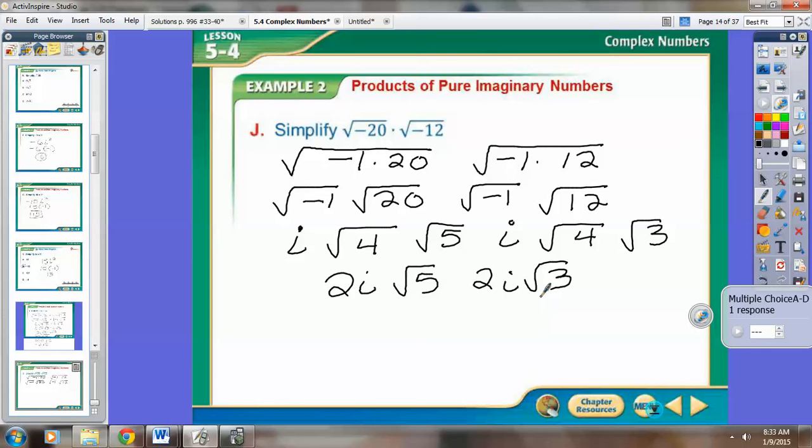Now we can multiply. Multiply your coefficients, multiply the numbers underneath the square roots, and multiply your imaginary numbers. So 4i squared, square root of 15. Of course, i squared is really negative 1. 4 times negative 1 is negative 4, square root of 15.